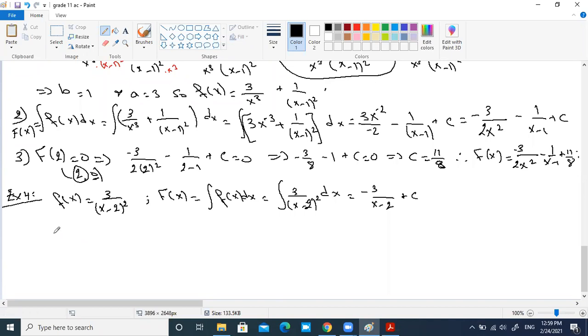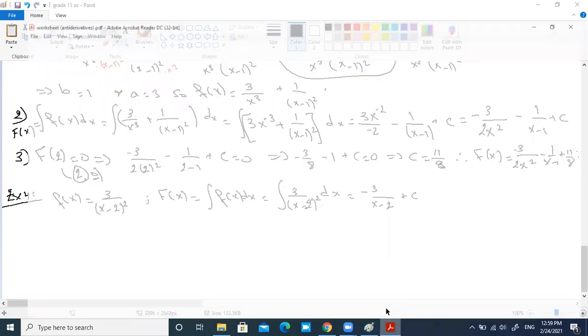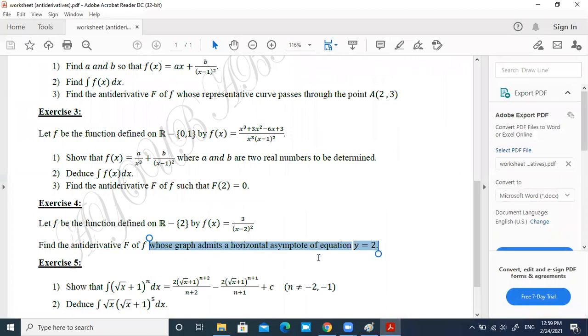When I say here the graph admits a horizontal asymptote, the equation of this asymptote is y equal to. In general, forget the antiderivatives and all this. When we say that this function or this curve has a horizontal asymptote with equation y equal to, what does it mean? It doesn't mean the slope is 0. I'm not talking about a horizontal tangent, I'm saying horizontal asymptote. What does it mean?